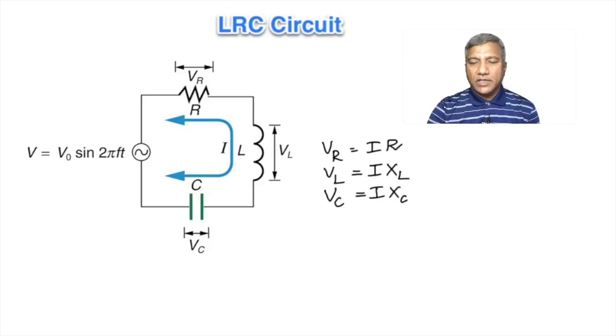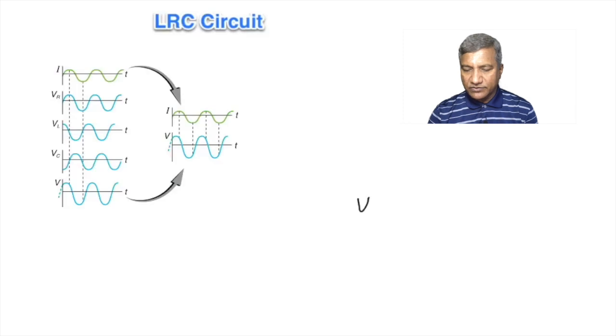Also remember that the voltage across the resistance is the product of current and resistance. The voltage across the inductance is the product of current and reactance, and so too the voltage across the capacitance is the current multiplied by the capacitive reactance. Notice that the currents through all three are labeled I because the currents will be the same. All right. So that is an LRC circuit.